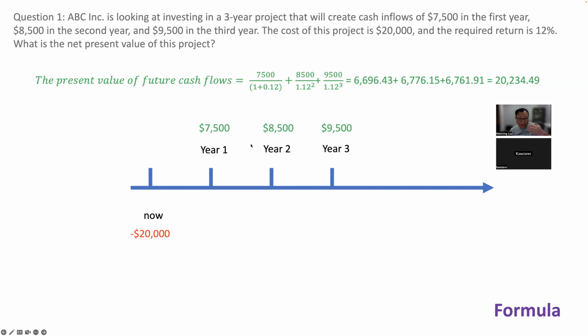But upfront, I'm having a $20,000 outflow. So what is the net present value, right? So the in minus the out, right? So the in, the present value of the future inflows, that's the green color, and the one out is the upfront cost. So basically, I have a net present value of $234.49, and this is greater than 0. So we should take this project. Okay, we should take this project. Does this make sense? Give me a thumbs up, please, if you understand this. Okay, good. So this will be the formula approach.